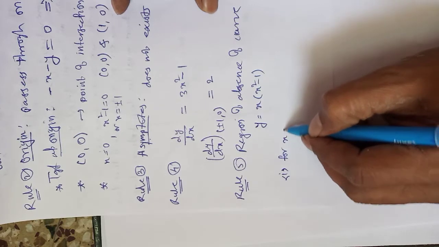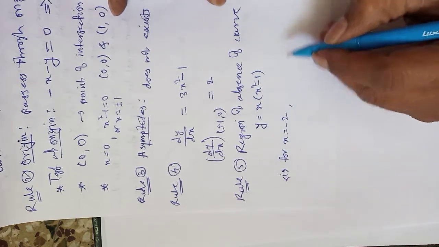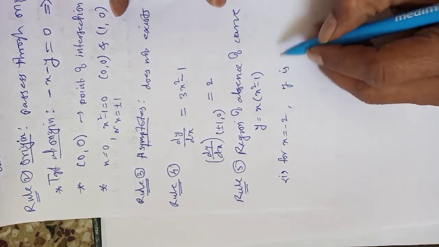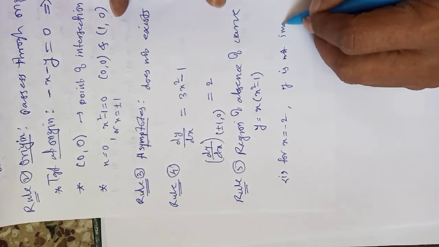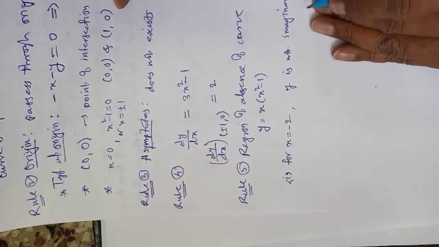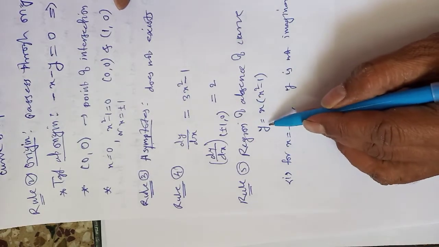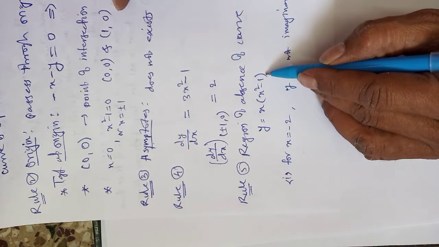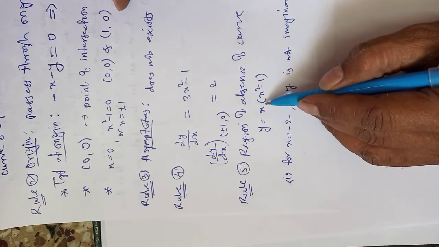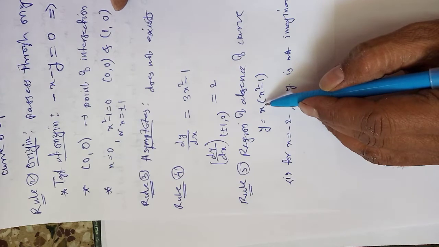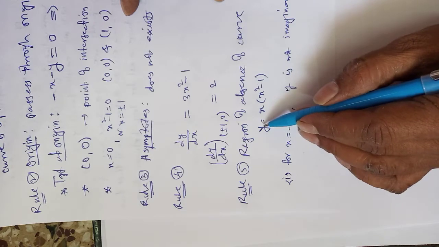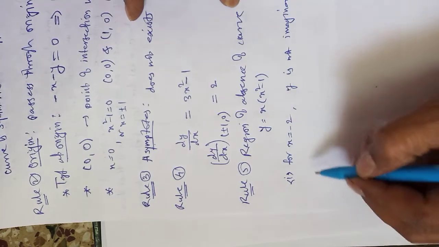So for x equals minus 2, y is not imaginary. See, what you're observing here, y equals x into x square minus 1. So the value of y for all x is real, right? It will never be imaginary because the y square term is not there. It is y.